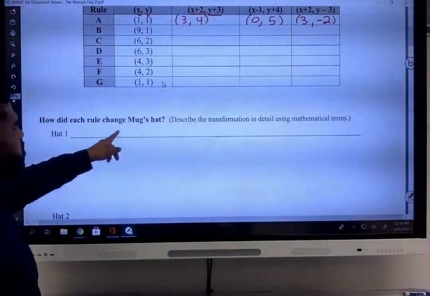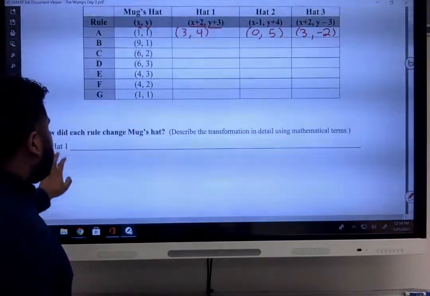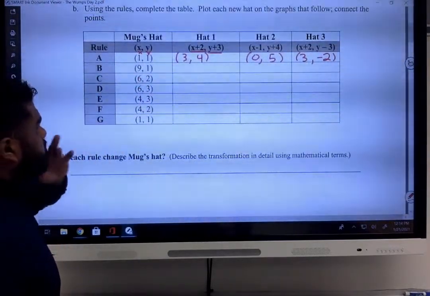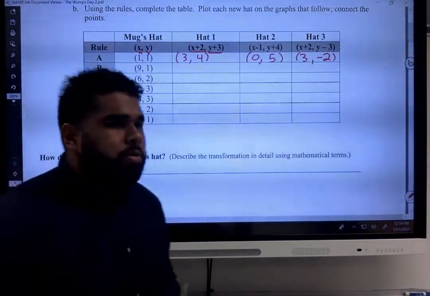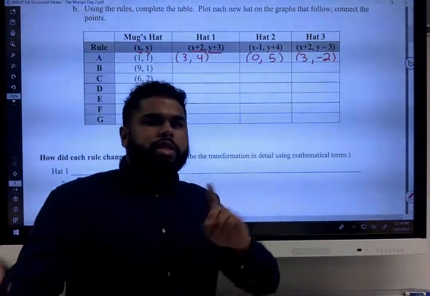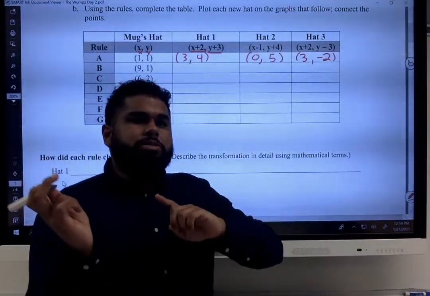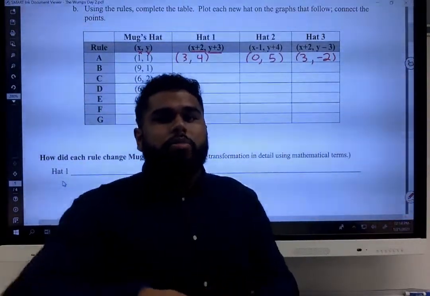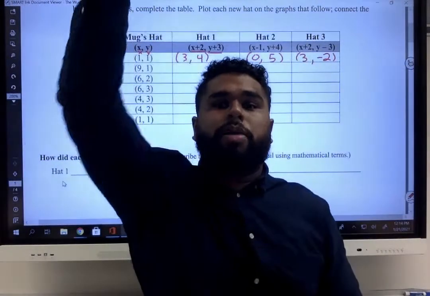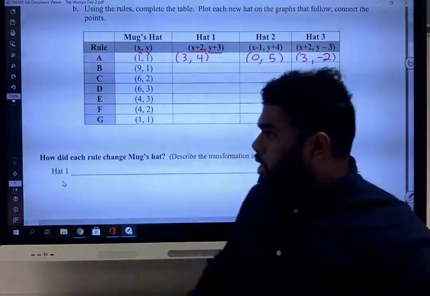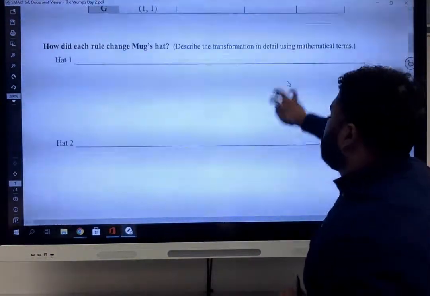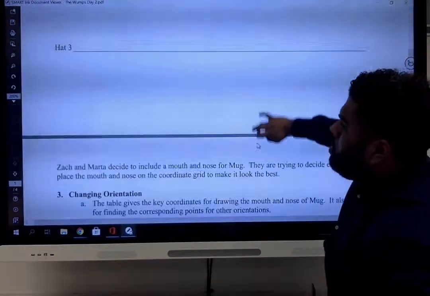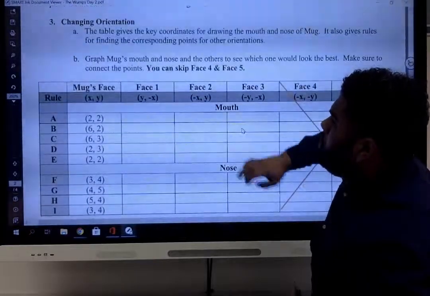How did each rule change Mug's hat? Well, how did hat 1 change from hat 2? You're going to tell me it moved this many units to the right, or this many units to the left, or it moved up however many or down however many, okay? So you're going to tell me that in complete sentences, using the mathematical terms.